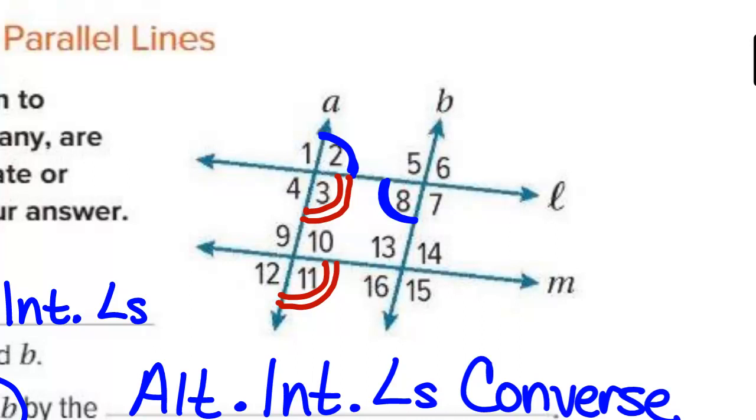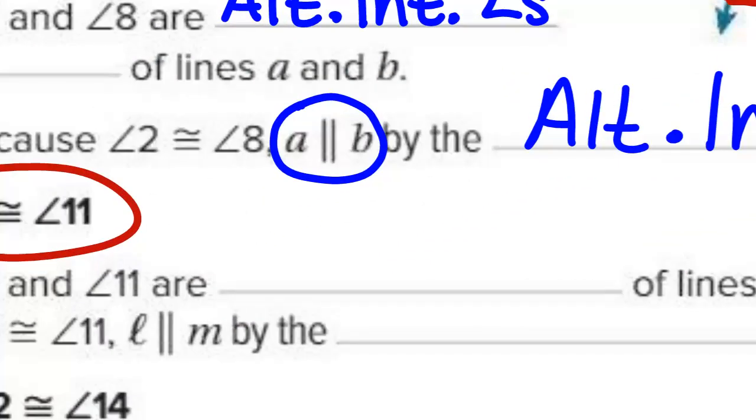What would be the two lines that would need to be parallel then? L and M. Are 3 and 11 both interior to L and M? Are they both exterior? I've got one of each. They're on the same side of the transversal, one interior and one exterior. Does anybody remember what we call that? Corresponding angles. So 3 and 11 are corresponding angles.